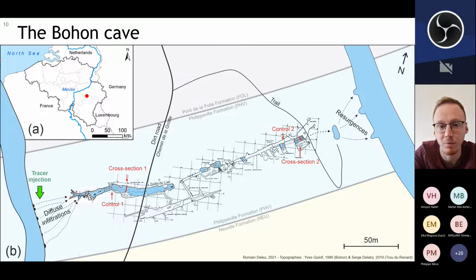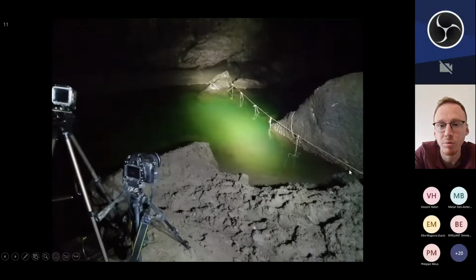This looks like this on the field. You have a rope going from the left side to the right side. You have multiple ropes suspended vertically from the main rope. And on those ropes, we attach fluorometers. The fluorometers TRAQUA provided.